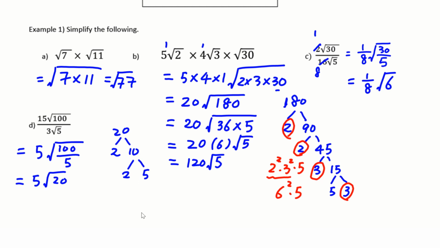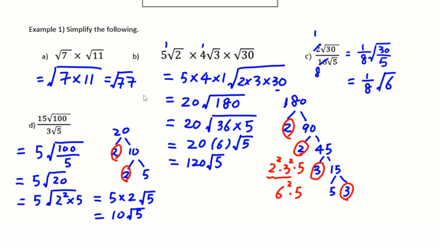Then you will see you have 2 repeat. It means you have 2 squared. So equals 5 square root of 2 squared times 5. Then we take the 2 squared outside of the square root. They cancel out. It's 5 times 2, then square root 5. It is 10 square root 5.